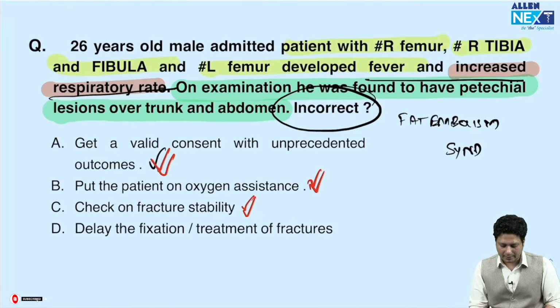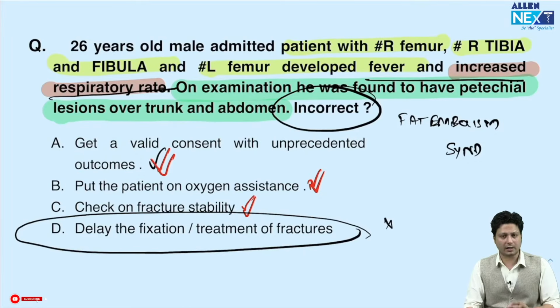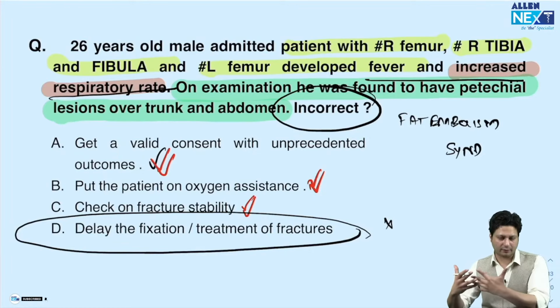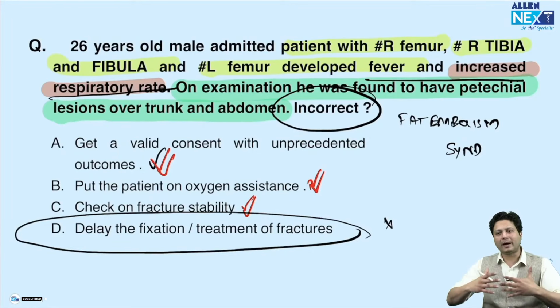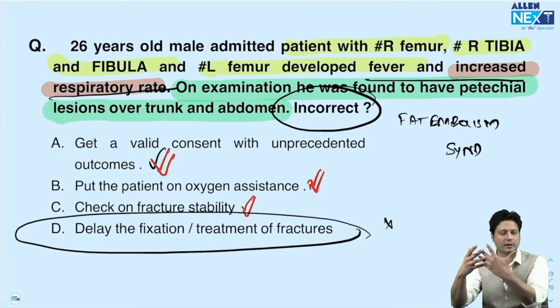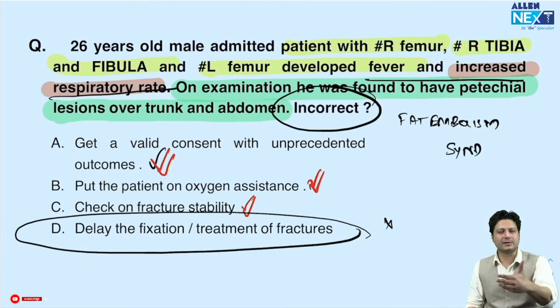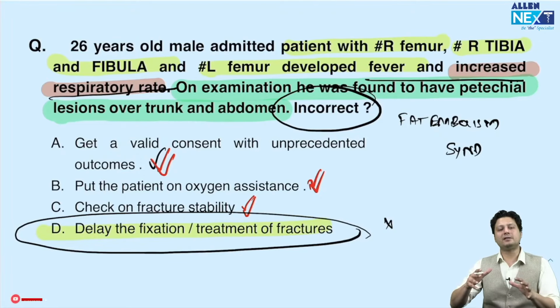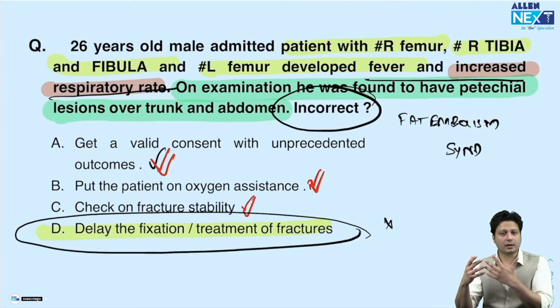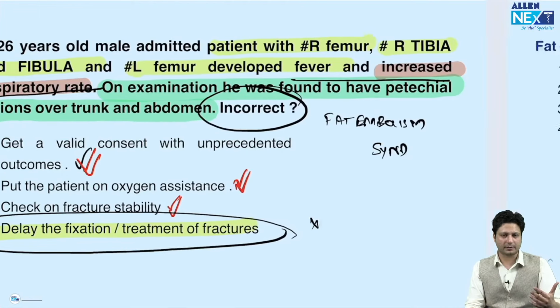And finally, delay the fixation or the treatment of the fracture. Now this is something which is considered to be controversial, but you should not delay the fixation in case the patient is having these kind of possibilities, because it might further result in the release of the fat emboli globules, and it might increase the possibility of the pulmonary emboli. All right. So it is better to perform the fixation. Although it depends upon the priority of the surgeon who is treating the patient.